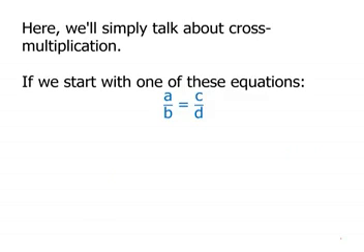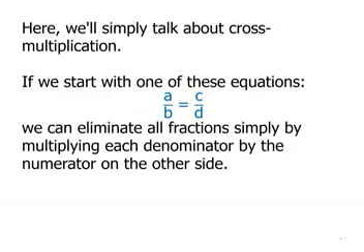If we start with one of these equations, so a over b equals c over d, we can eliminate all fractions simply by multiplying each denominator by the numerator on the other side. So when we cross multiply, we're multiplying these two together and multiplying these two together. And the fact that those two ovals are crossing, that's why it's called cross multiplication. So we wind up with a times d equals b times c. So every numerator stays on its own side, and the numerator from the other side multiplies it. The denominator from the other side multiplies it.